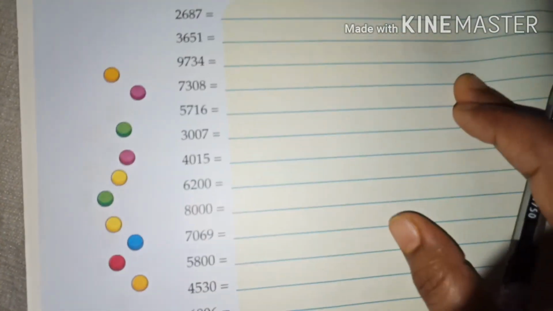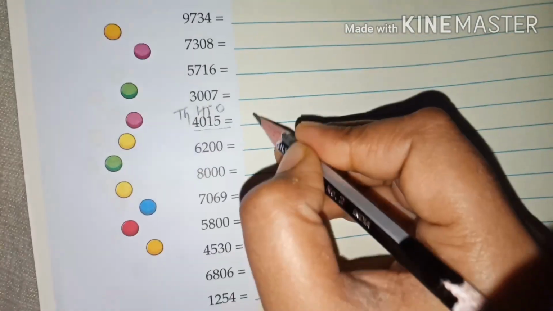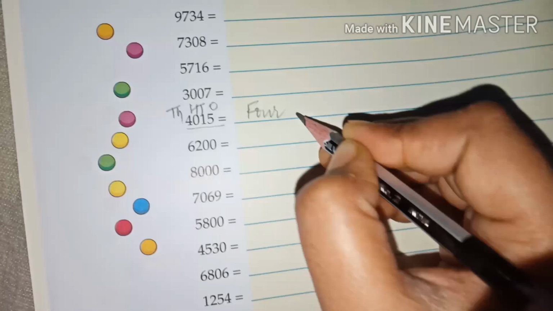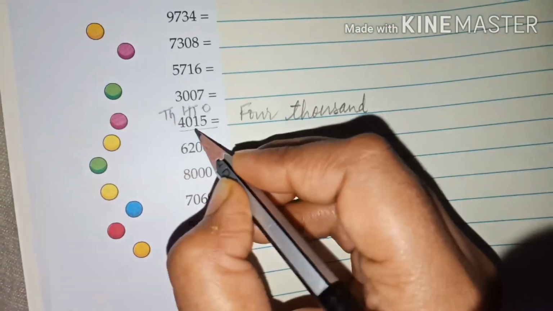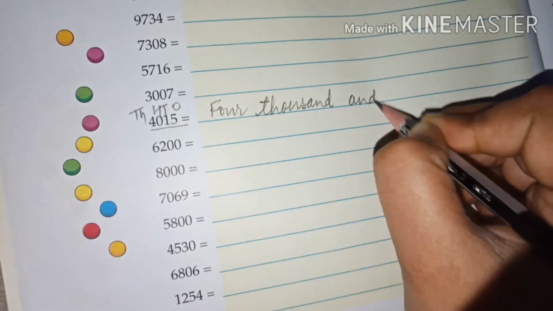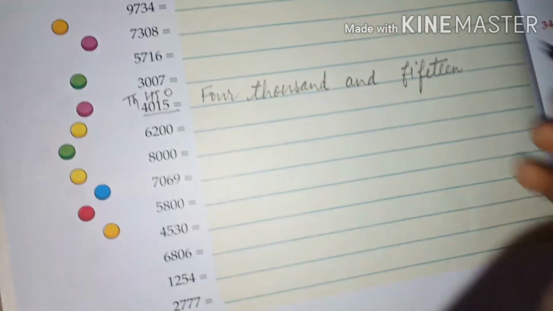Again we have number names, I'll do one for you. So this will be ones, tens, hundreds, thousands. So this is 4000 and 0 hundreds, so we'll not write it. Then 15 and 15.